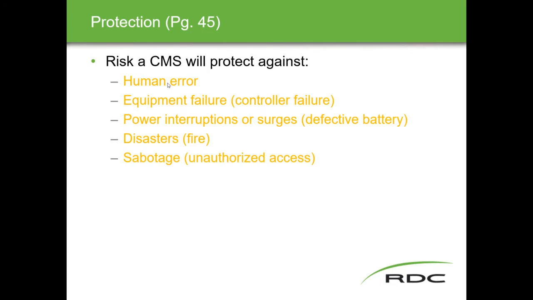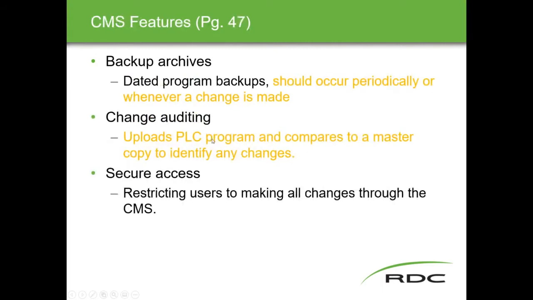Okay. So change management systems are designed to protect against human error. Basically, it means that if you're writing down or recording the things that you've done, it gives you an opportunity to recognize potential mistakes that you made. They also protect against equipment failure or controller failure, power interruptions or surges such as defective batteries, disasters, sabotage, unauthorized access, things of that nature. So all kinds of important things tied to the change management system.